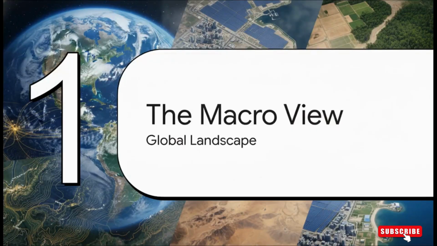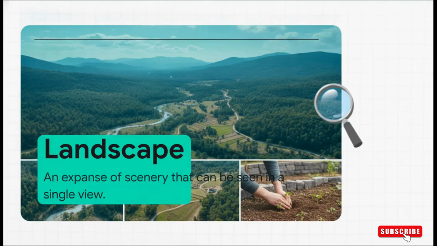Section 1. The macro, defining the global landscape. Okay, let's dive right in. At its absolute core, what is a landscape? By definition, it's simply an expanse of scenery that you can see in a single view, comprising all the visible features of an area of land. But, as we'll quickly see, that scenery is actually a really complex layering of very different elements all working together.